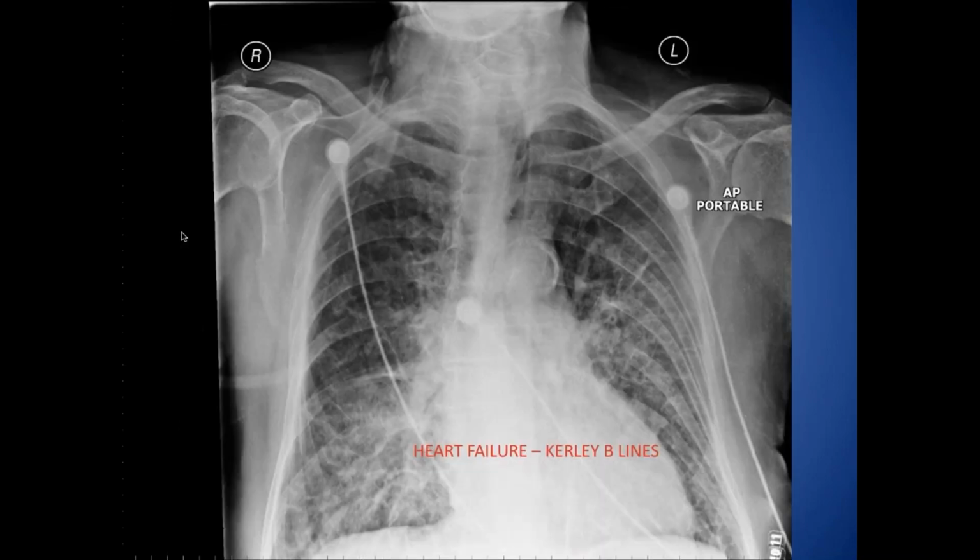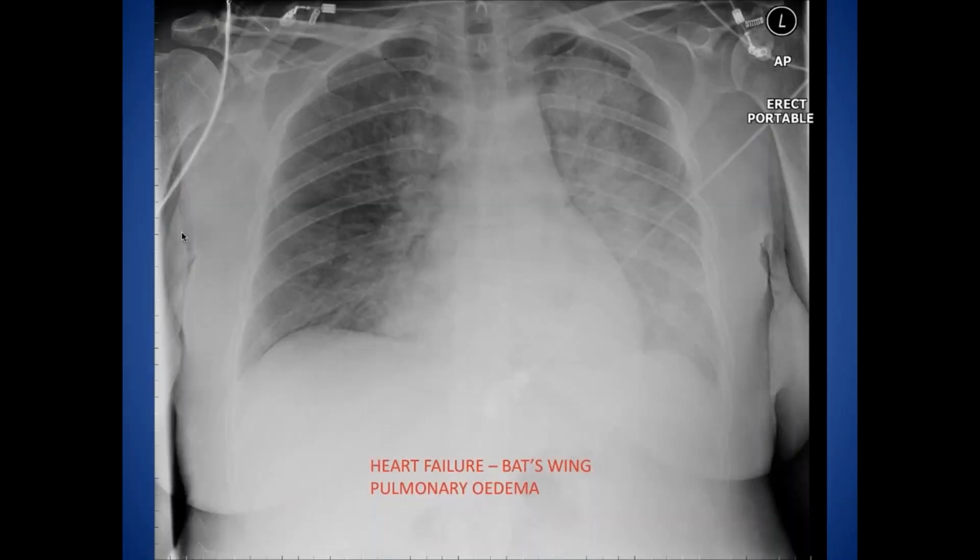Here is another example. You can see nice curly B lines extending right up into the left midzone. This is due to heart failure. Eventually, the interstitial pulmonary edema leads on to bat's wing alveolar pulmonary edema. This is rather asymmetrical, but it's very perihilar in its distribution.